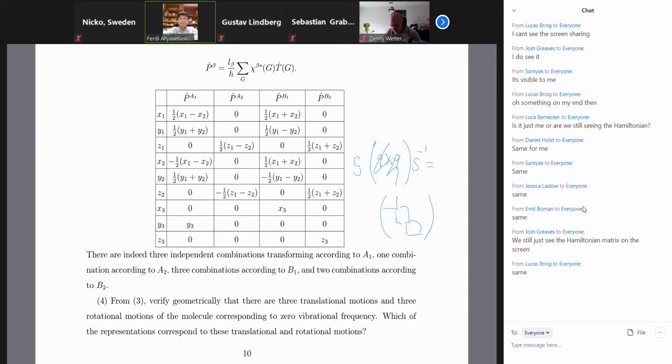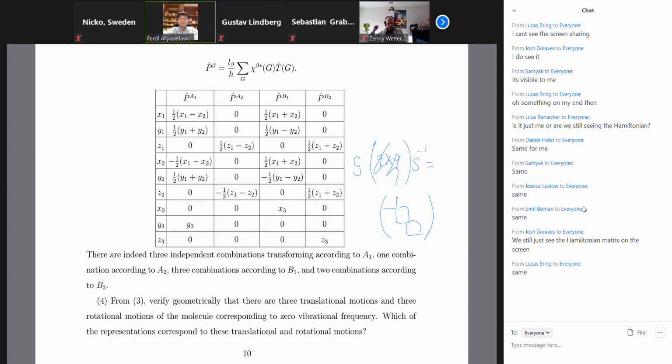Okay, so now we continue with question 4 here from 3. Verify geometrically that there are 3 translational motions and 3 rotational motions corresponding to 0 frequency. Translational motions just means that the whole atoms move together, so there is no relative displacement between the atoms. So there are no vibrations. It's just the whole thing moves.